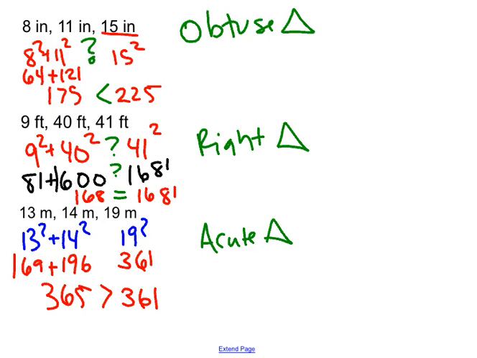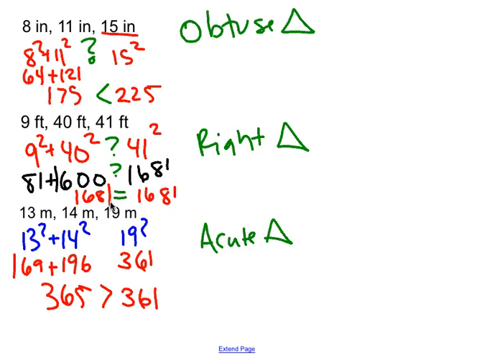Here are my solutions. You can see in the second one, I got 1,681 on both sides. That meant that they were equal, so you have a right triangle. On the third one, I got a squared plus b squared to be bigger. 365 is greater than 361. If a squared plus b squared is bigger, that means you have an acute triangle. So that would be those ones.